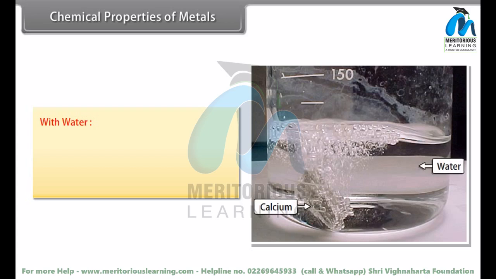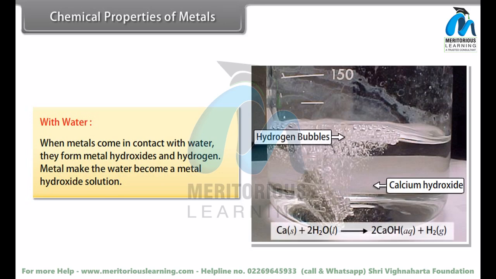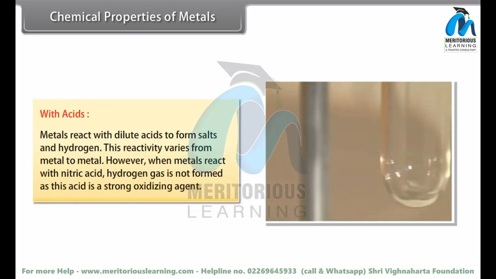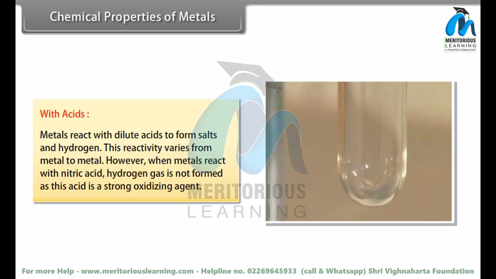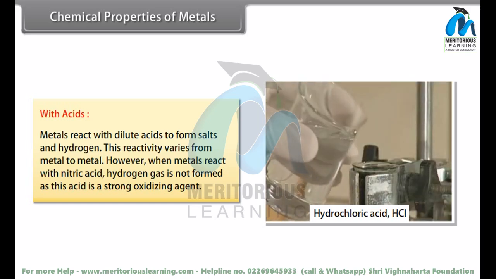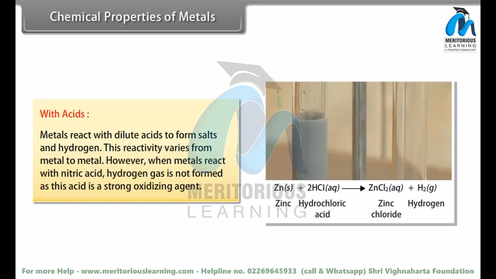With water. When metals come in contact with water, they form metal hydroxides and hydrogen. Metal makes the water become a metal hydroxide solution. With acids. Metals react with dilute acids to form salts and hydrogen. This reactivity varies from metal to metal. However, when metals react with nitric acid, hydrogen gas is not formed as this acid is a strong oxidizing agent.